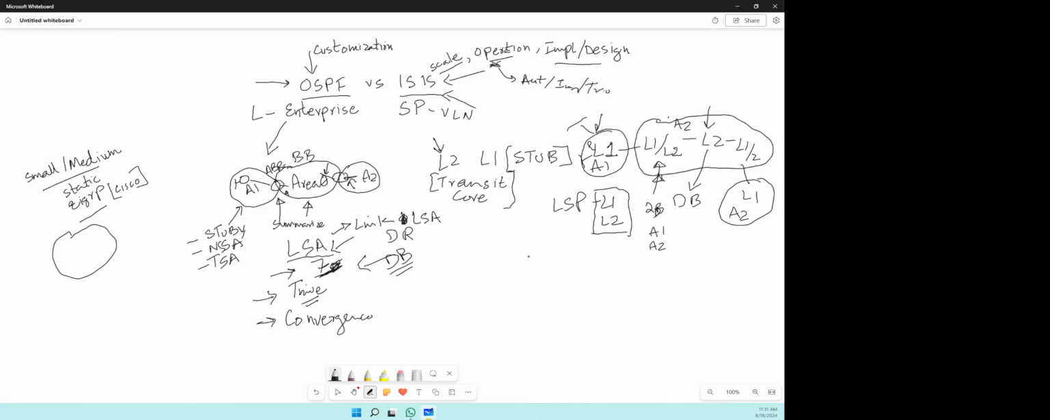And obviously, you're creating areas just for flooding, right? If there's a change in the network, the flooding happens within an area, and then you can control that flooding between the areas. But if that flooding is very small or that network is not that big, then you can create this whole thing as 1 and keep everything as L2.